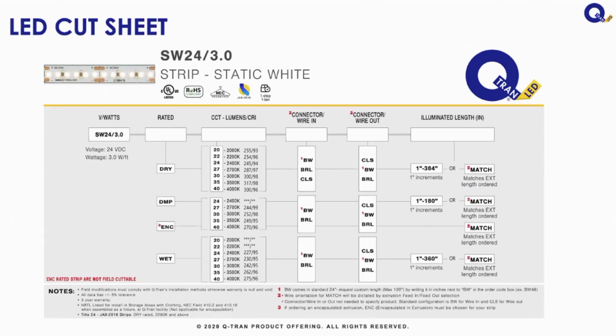The maximum length for each of these static white LED strips is set by the Class 2 limitations for the National Electric Code. So 96 watts is the max. For this LED tape, the max would be 32 feet. So let's take a look at each of these options a little bit more closely.